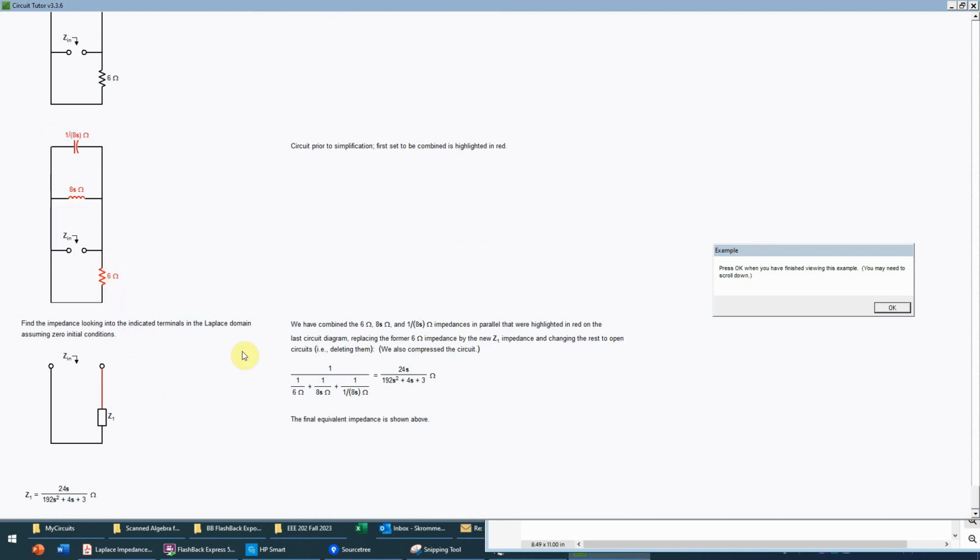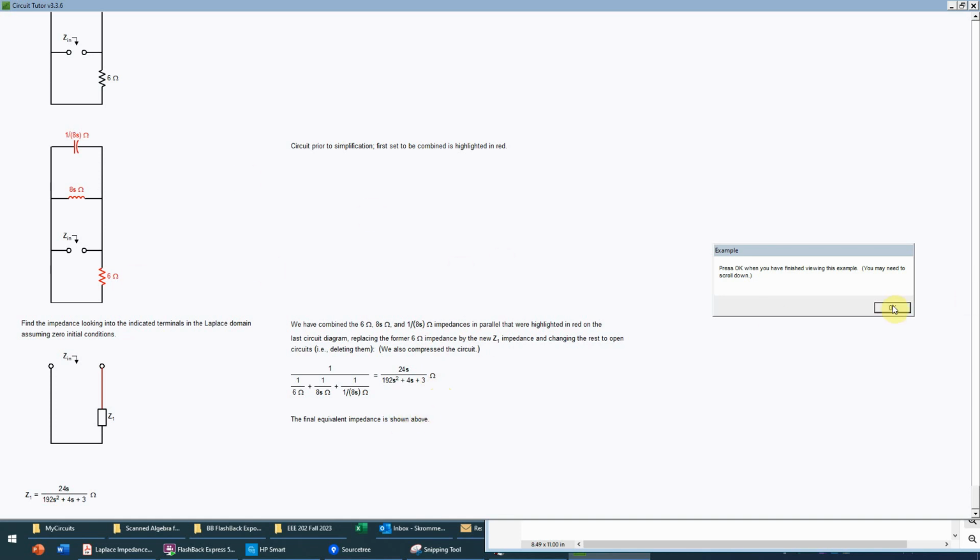So we'll slide down here and we see that these have all been highlighted as being in parallel. And so to combine impedances in parallel, 1 over the Z equivalent is the sum of the reciprocals of each of the 3 impedances. So we just take the reciprocal of the 6 ohm, the 8S, and the 1 over 8S. And in order to compute that, these have been put over a common denominator. So here actually the 8S would be flipped upstairs, and then the common denominator would be 48S. So we'd multiply through each term as necessary to put them over that common denominator, and then take the reciprocal by flipping it upside down to get the answer, which is in this case 24S over 192S squared plus 4S plus 3, and that is in units of ohms.